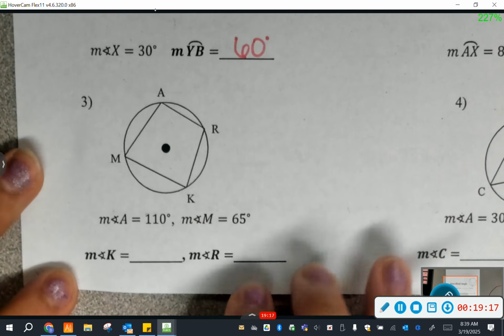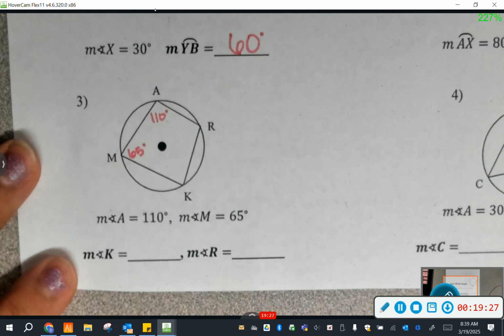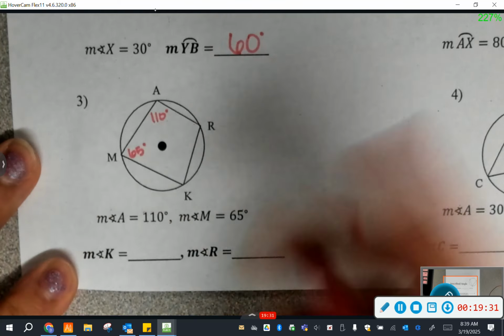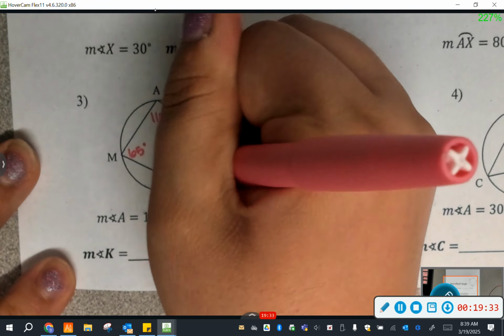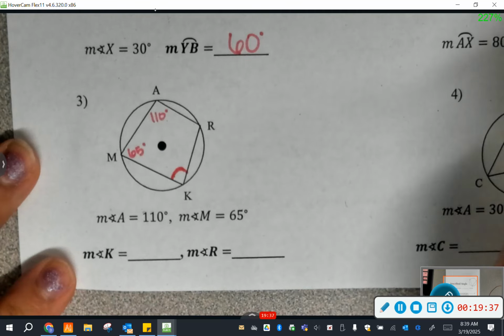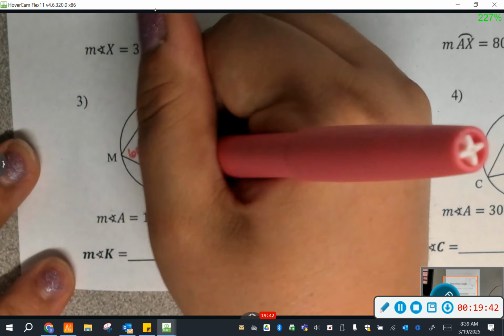Number 3. If angle A is 110 and angle M is 65, I'm doing 3. You're doing 4. So I'm just labeling what it gave me. How do I find angle K right here? Do you add A and M? Nope. What do we know about these two right here? They equal 180.